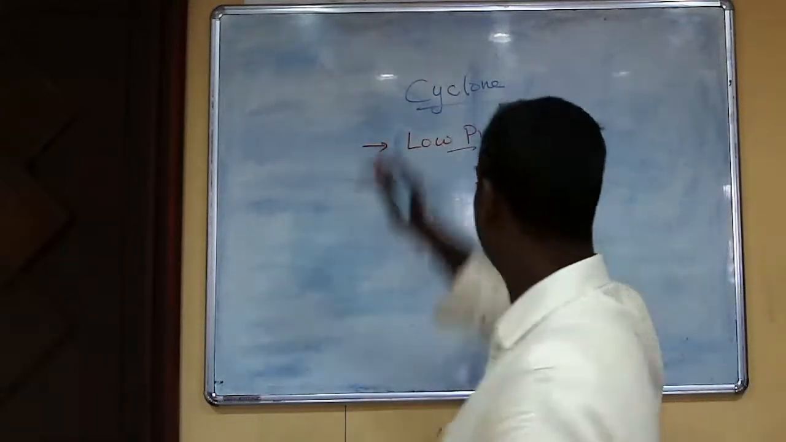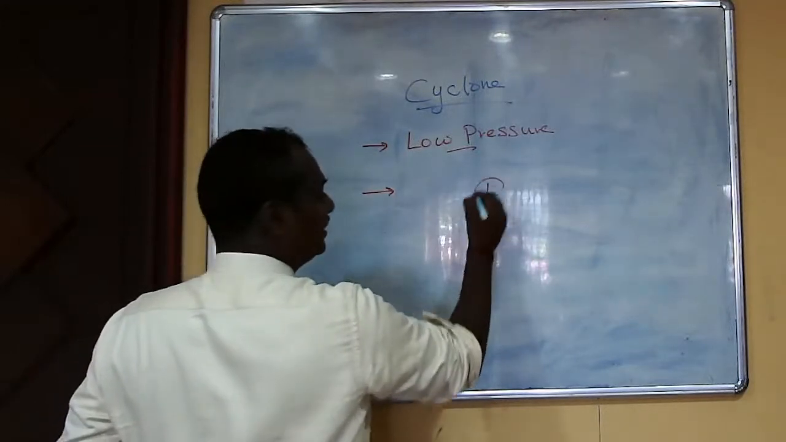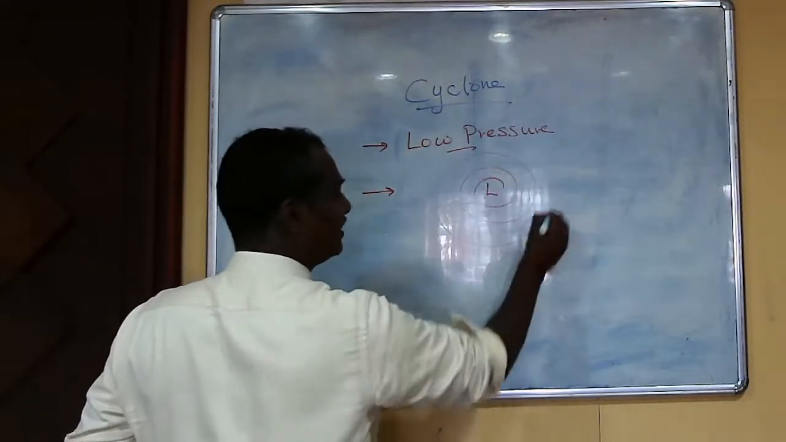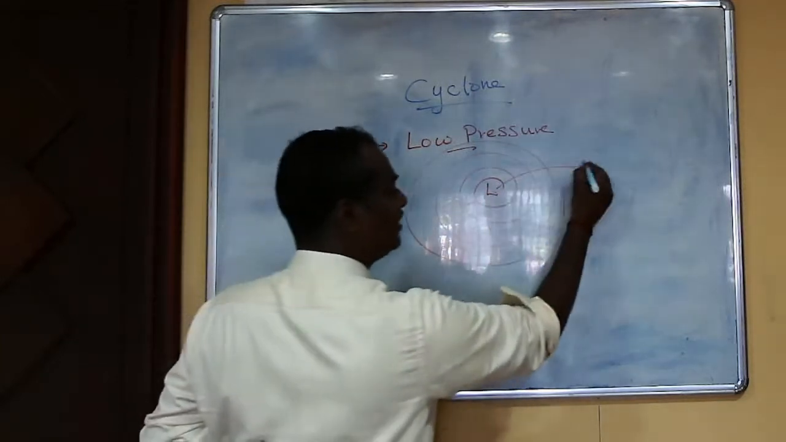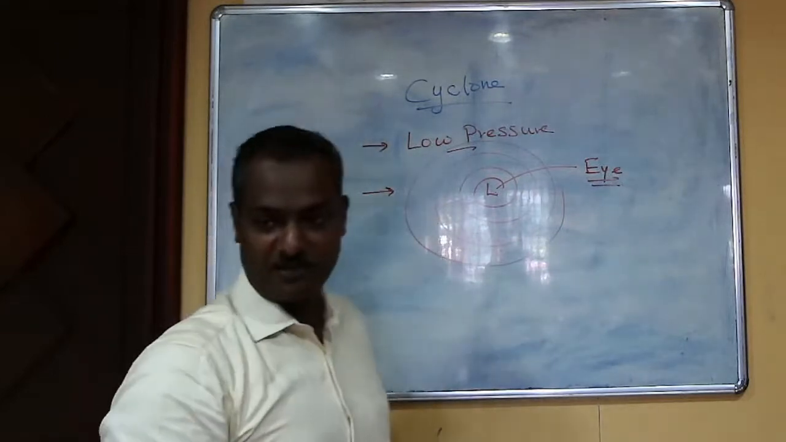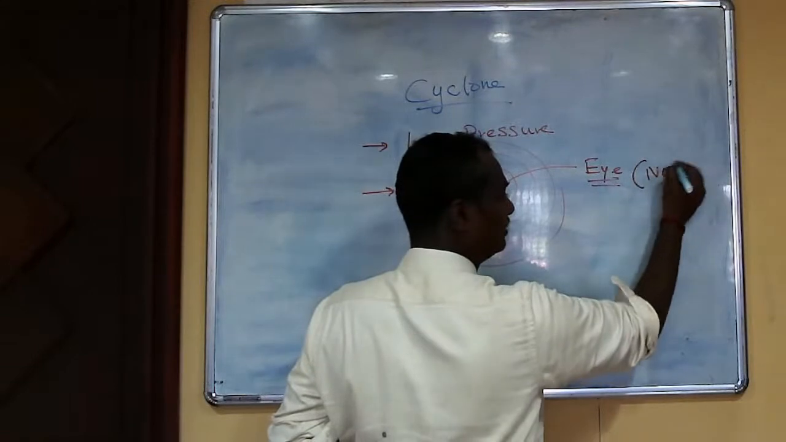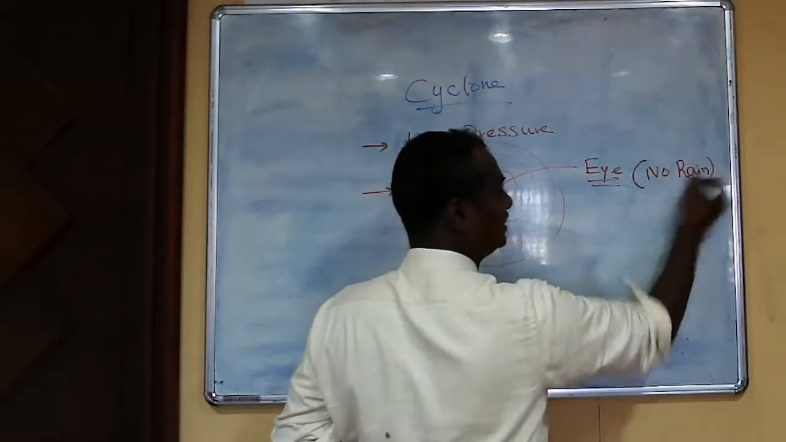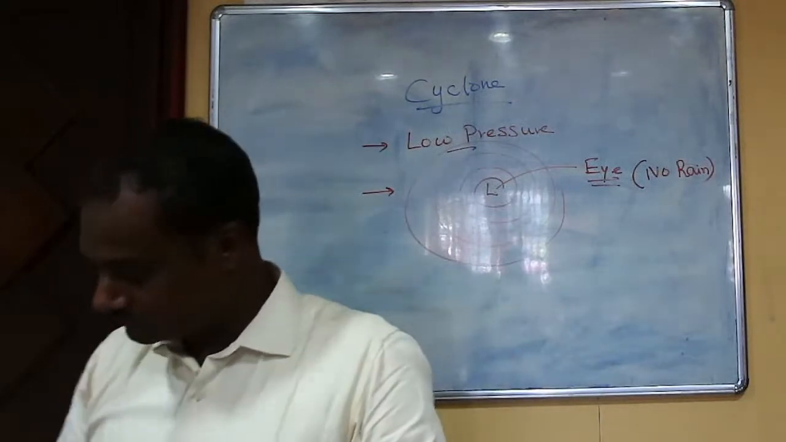Cyclone is a low pressure area. Being a low pressure, it is surrounded by high pressure. The center, the low pressure, is known as the eye of the cyclone. And here, there is no rain in the eye of the cyclone.